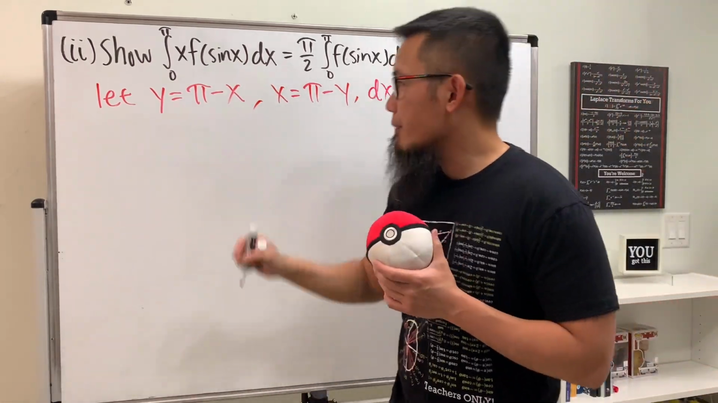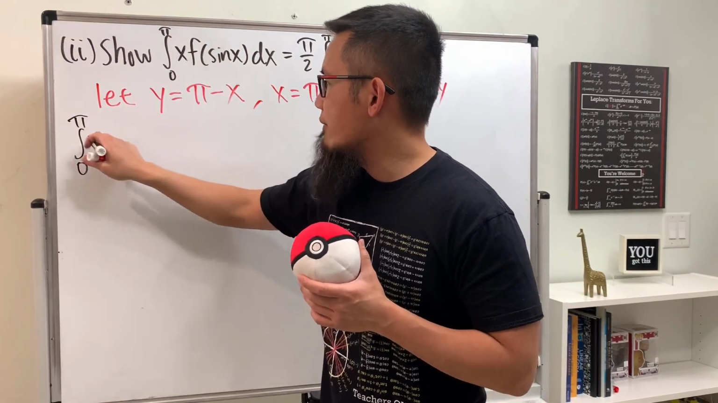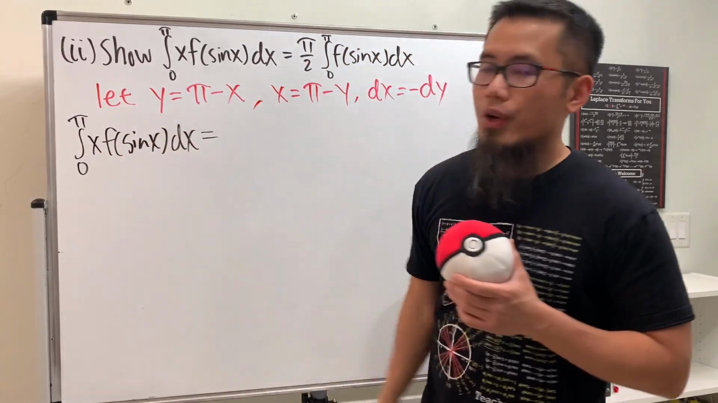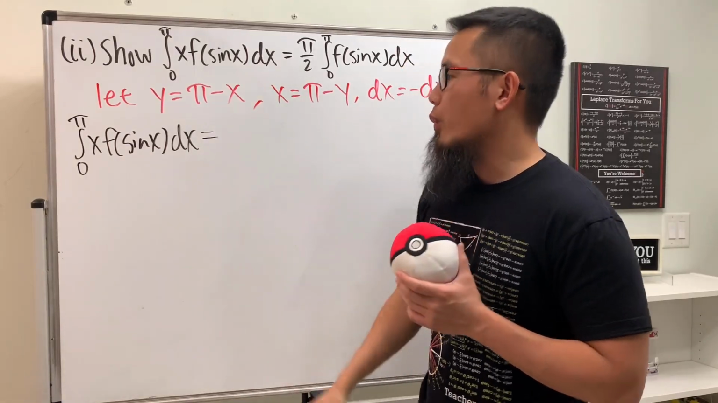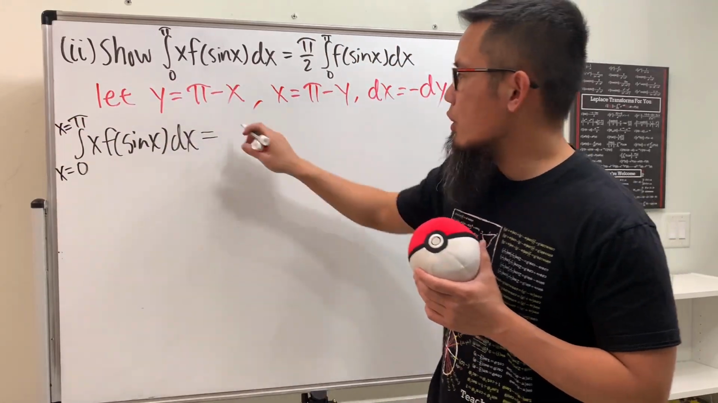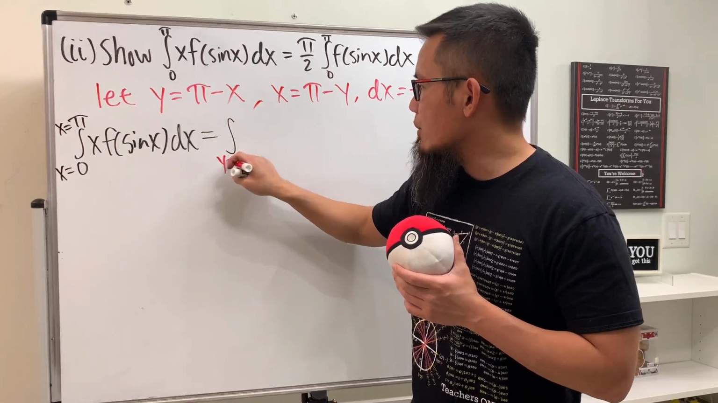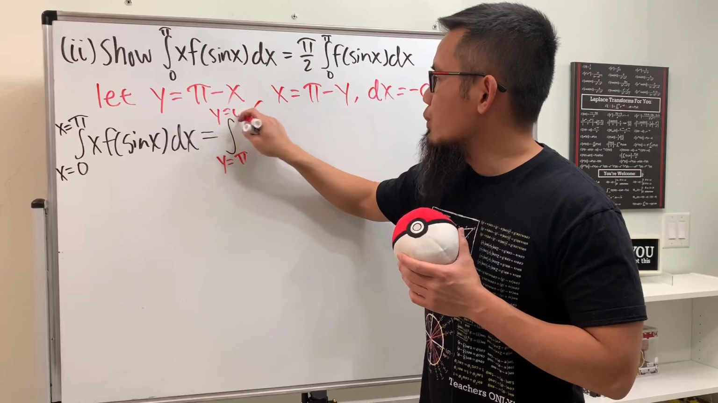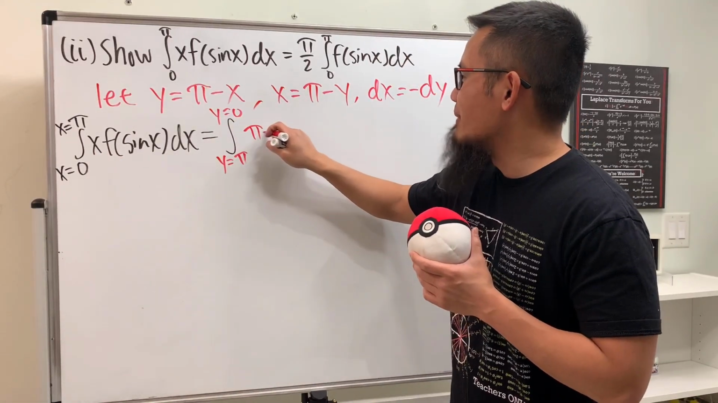Good. Now, I'm going to write down the left-hand side again. Look at the integral from 0 to π of x times f of sine x dx. We will take this integral from the x world to the y world. Well, to do that, don't forget these numbers are in the x world. So when x is 0, put it here, we get y is equal to π, right? We have to take them to the y world as well. When x is π, y is equal to 0. When x is x, we have that, which is just π − y.